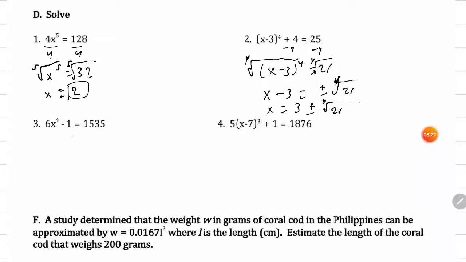Well, 6x to the 4th minus 1 equals that big number. Okay, 6x to the 4th. I'm just going to add the 1 over. I get 1536. And now I'm going to divide by 6 on both sides. Hopefully you are using a calculator. This becomes 256.